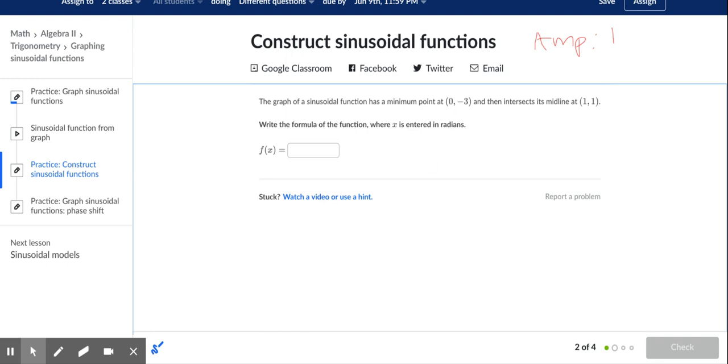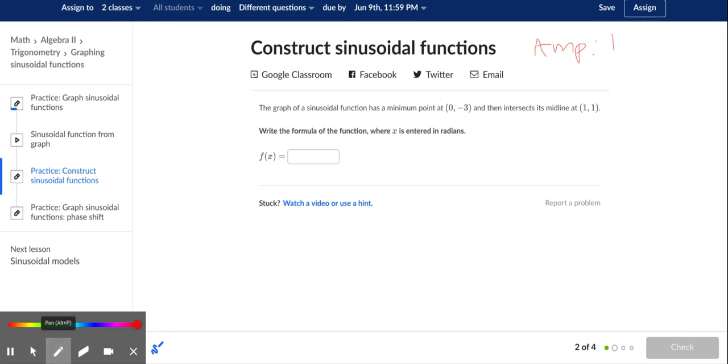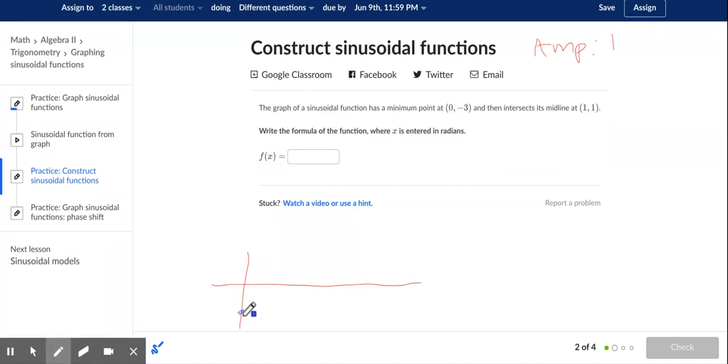So let's sketch that out. So my minimum is here at (0, -3). My midline is at 1, and it intersects the midline at 1, 1. So that is going to tell me a lot of information. But first of all, like I said, this is going to be a negative cosine function, and I'm leaving myself space because I don't know what the amplitude is yet.